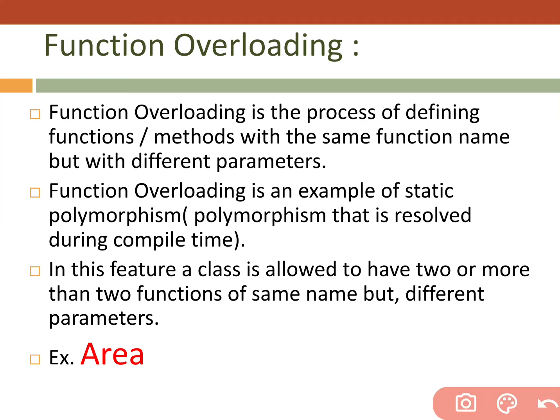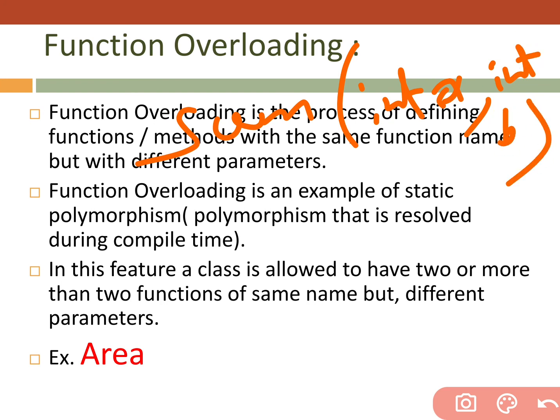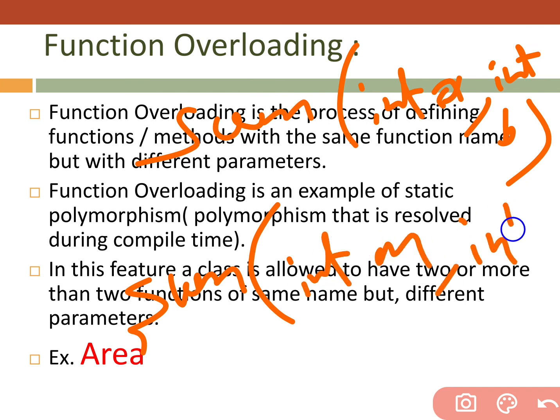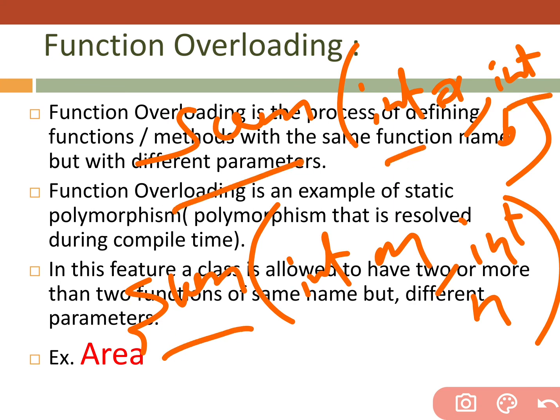See, if I am writing some int a comma int b, and again I create one more, some int m comma int n. Function name is the same, parameters are also the same. Variable doesn't matter. Variable can be different. What we have to focus on is the data type. Both functions have the data types int and int.